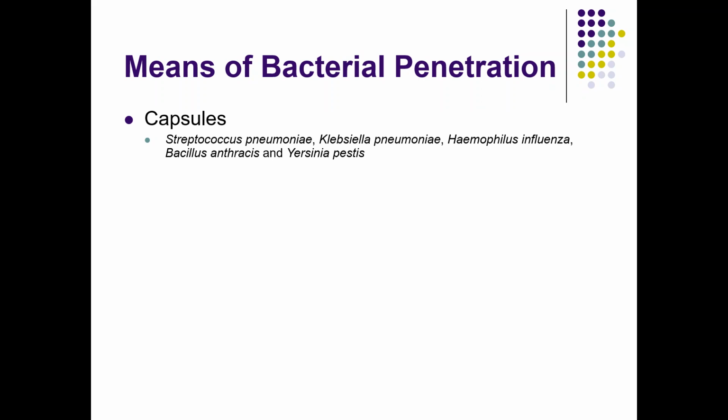So the first three are bacteria that cause pneumonia, and they use their capsules to penetrate our cells to make us sick. Then we have Bacillus anthracis, which is, of course, anthrax. And Yersinia pestis is the plague. Literally, the bubonic plague, the Black Plague, the disease that wiped out half of Europe in the Middle Ages. It's that one. So there you go.